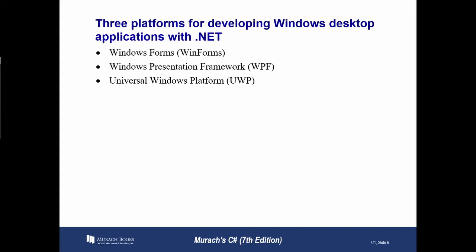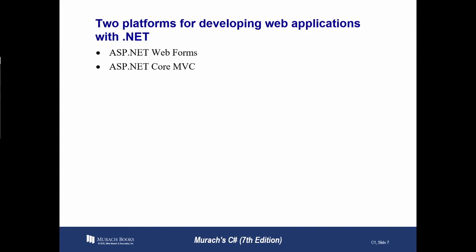I want to be very clear about this video series in the fact that this is not going to be based on a web application. But I want to highlight your attention to the fact that there are 3 different platforms for developing Windows desktop applications with .NET. And the first one is the one that we're going to be using throughout this course, which is going to be Windows Forms. But there's also Windows Presentation Framework, and there's Universal Windows Platform. Additionally, we have 2 platforms for developing web applications, and they're ASP.NET Web Forms and also ASP.NET Core MVC.